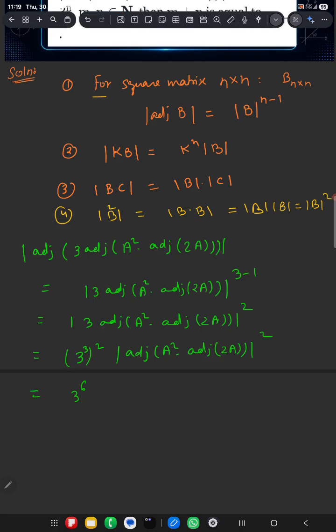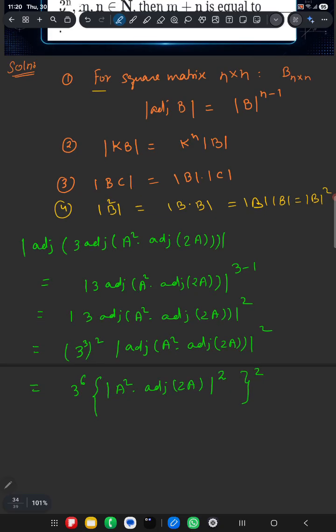Now which portion is left? This one. So adjoint of this matrix will give you its determinant to the power 3 minus 1. So write it: determinant of your A square into adjoint of twice of A, its power will be 2, and the whole power was already 2. Clear?